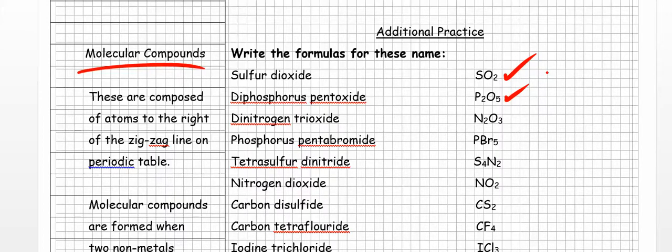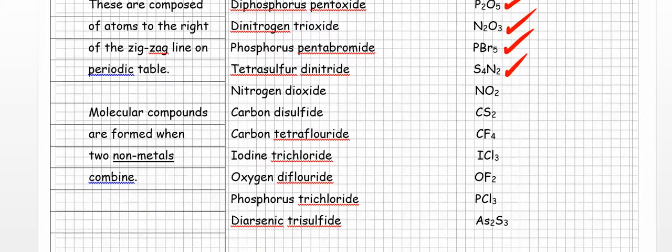All right. Next one, dinitrogen trioxide this time. Dinitrogen trioxide, N2O3 this time. Next one, phosphorus pentabromine. Bromide, I'm sorry. Phosphorus pentabromide. 1 phosphorus, 5 bromines. So PBr5, just like that. Next is tetrasulfur dinitride. Tetra is 4, di is 2, S4N2, just like that. Next, nitrogen dioxide would be NO2. Nitrogen dioxide is NO2, just like that.